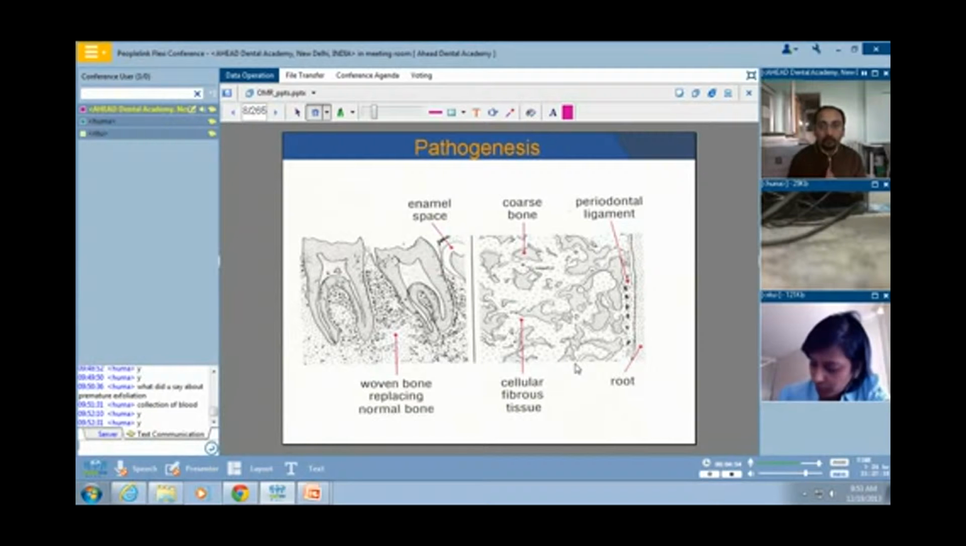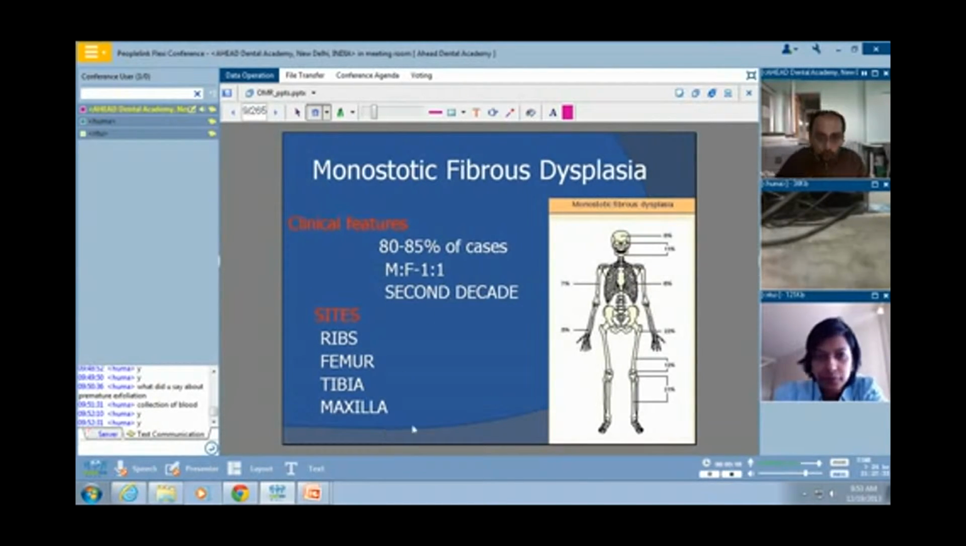Nobody knows how this starts happening, but what they say is there is some sort of mutation in a gene which results in the replacement of the normal bone by the cellular fibrous tissue. Now, monostotic fibrous dysplasia, well, all this is again elementary stuff. It is 80 to 85% of cases, male, female, similar decade. Sites we have written: ribs, femur, tibia, maxilla.